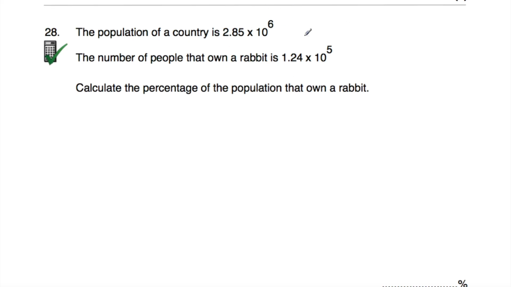The question says calculate the percentage of the population that own a rabbit. Okay, so I'm going to write it as a fraction. I know that the total number of people in the country is 2.85 times 10 to the power of 6. Now we could, if we wanted to, write that out in full. If we move the digits 6 columns to the left, it would be 285. We moved them twice, so we need to move them over 4 more times, so 1, 2, 3, 4. So the population of the country is 2,850,000, but because it's a calculator question, I'm just going to leave it in standard form.